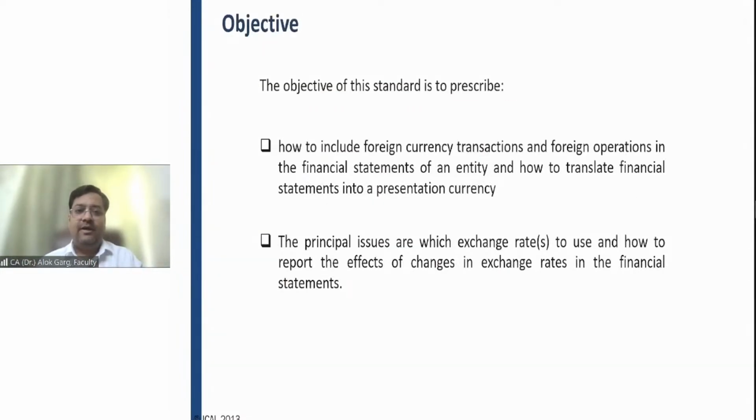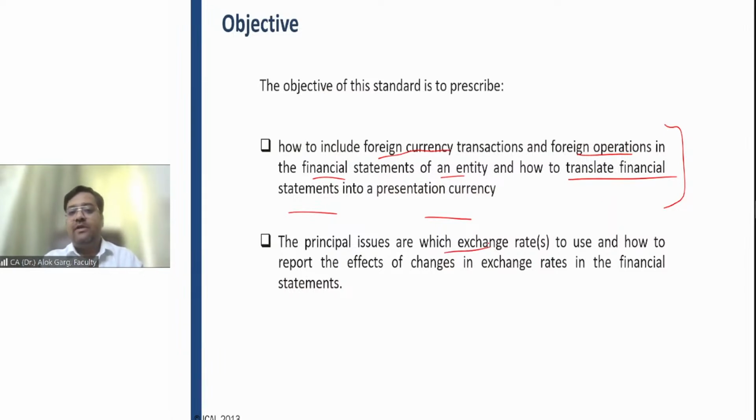Objective we have totally discussed. The objective of this standard is to prescribe how to include foreign currency transactions and foreign operations in the financial statements of an entity, and how to translate financial statements into presentation currency. So these 3 points I have already covered, right? Foreign currency transactions, foreign operations, and presentation currency.